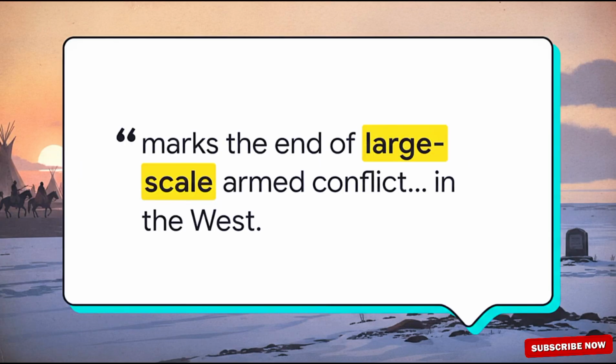In December of 1890, a truly devastating confrontation took place at Wounded Knee, South Dakota. During a highly tense encounter, U.S. troops killed a large number of Lakota men, women, and children. It was a horrific loss of life. Historians generally regard this tragic event at Wounded Knee as the definitive end of major, large-scale armed resistance by Native American nations in the West. The era of the Indian Wars, as they were often called, effectively closed with this terrible tragedy.